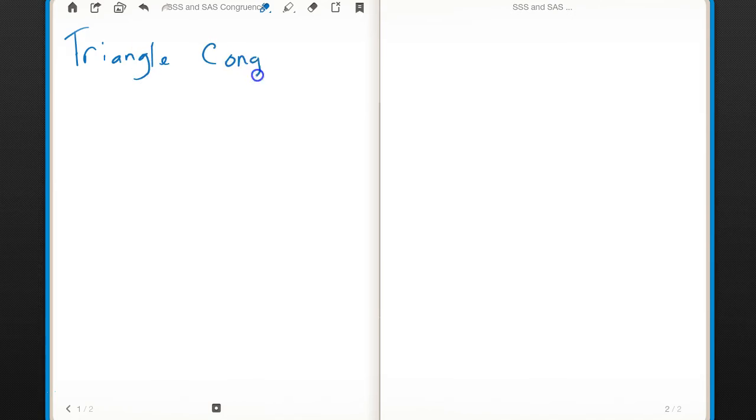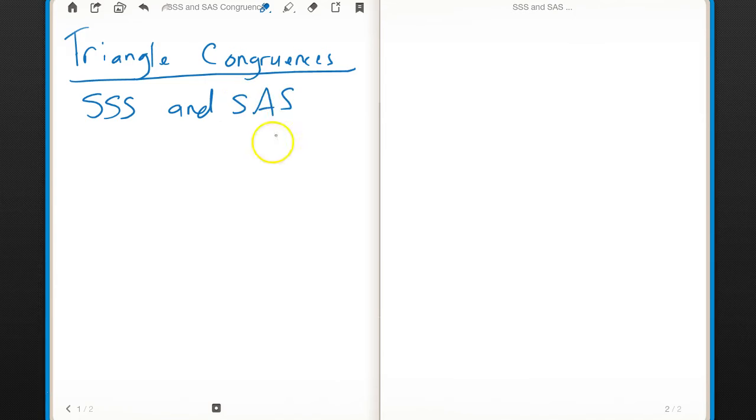Congruences. Now, triangle congruences means congruent triangles. Congruent means same size, same shape. This is pretty obvious, but there's a few possible definitions that mean that they're going to be congruent. We're going to go over two of them today, called SSS and SAS.